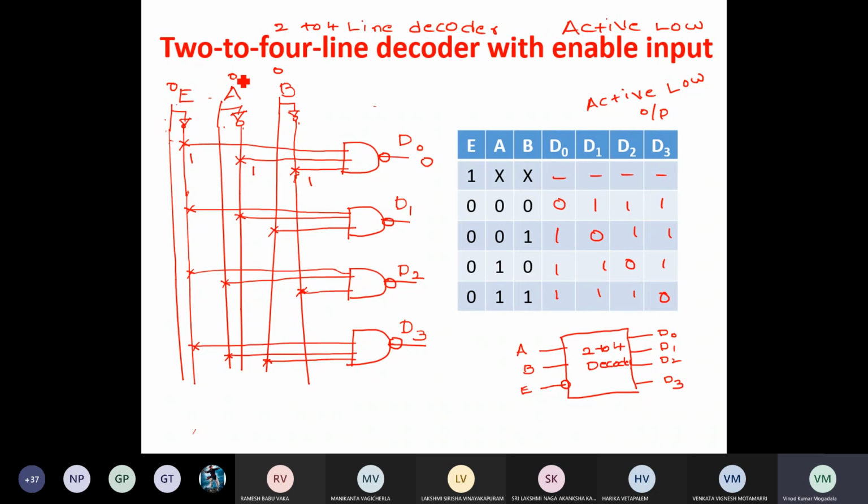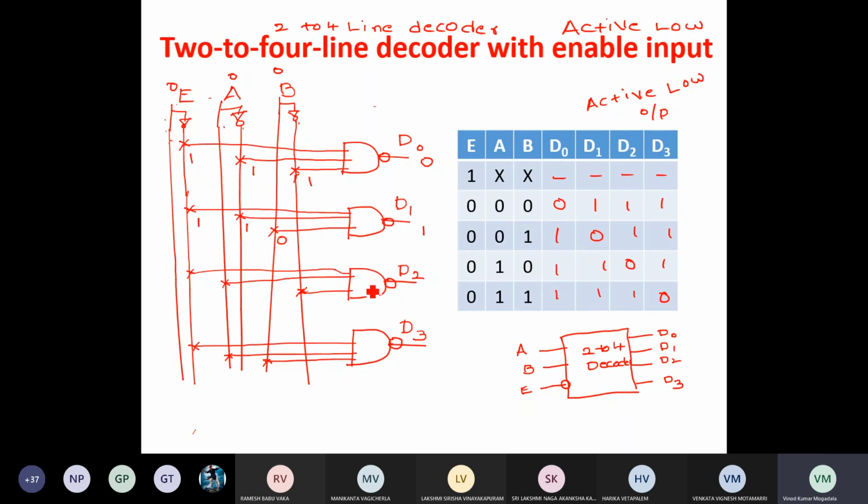Now take any other case. For example, instead of all zeros, look at D1. For D1, what input line have we connected? The active-low enable input, so this will be 1. What about A? A is also 1. But for D1, which line have we connected? The B line. What is the value of B? B is equal to 0. So what is the output of the NAND gate? When any one of the inputs to a NAND gate is 0, the output will simply be 1.